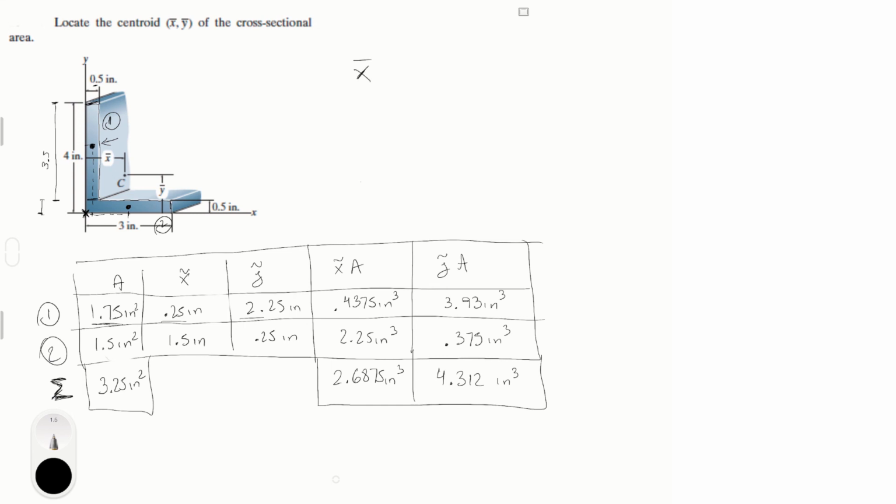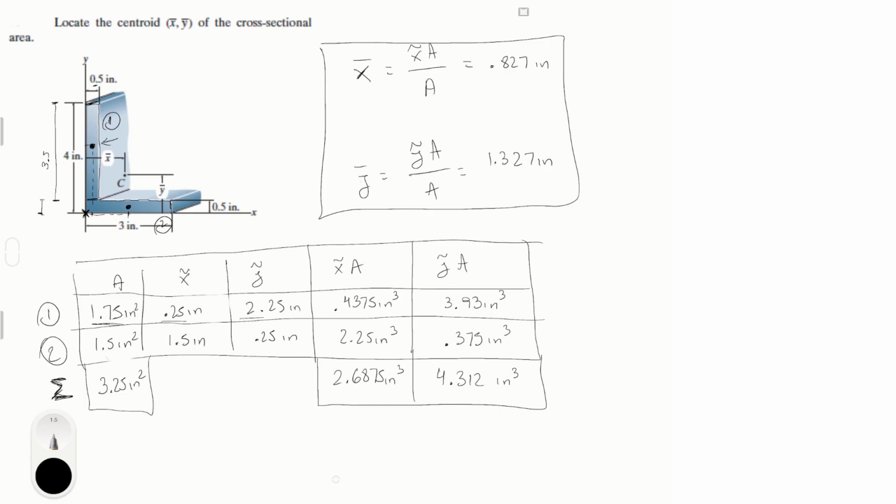Now it's super easy to find x bar and y bar by dividing each of the sums by the area. So the top one should be 0.827 inches, and the bottom one should be 1.327 inches. And those are the coordinates of this point C, which is the centroid. Final answer.